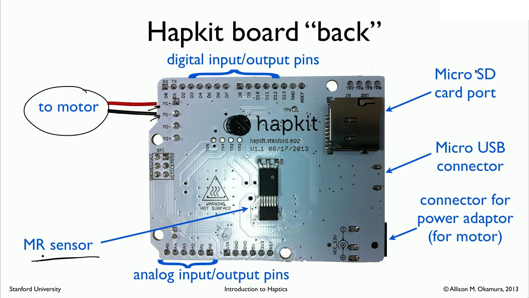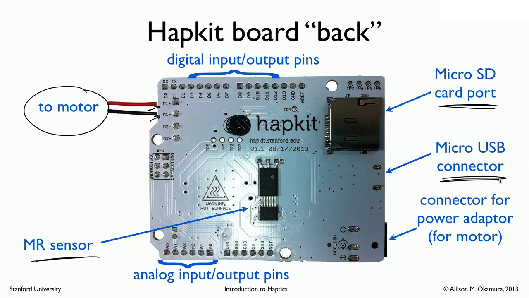Let's skip over to the right side now and look at this port. This is a micro SD card port. It's not something we're going to use this week, but it could be used in the future to record data if you want to. It's just a way to store data when there might not be enough room for storage on the processor on the HapKit board. It's just like the micro SD cards used in cameras and other computer peripherals that you might have.